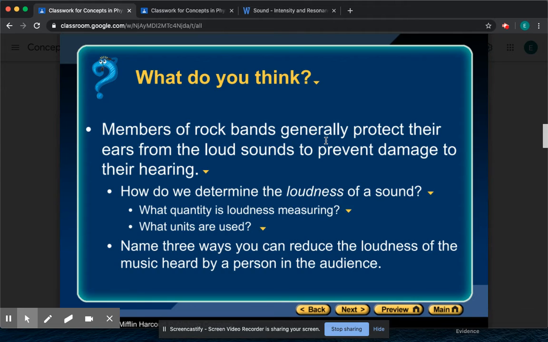Okay. Now, it starts us off with a prompt asking three ways you can reduce the loudness of a sound heard by an individual. Okay. The most obvious answer is to just decrease the volume on either the phone or the speaker or wherever the sound is coming from. Okay.